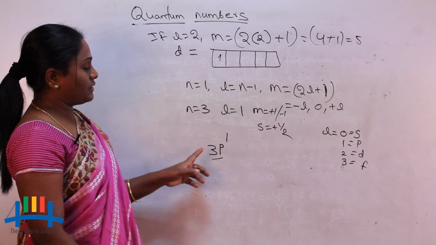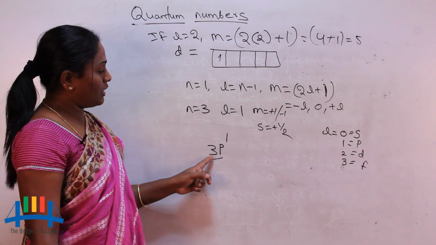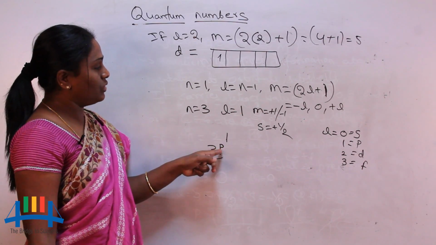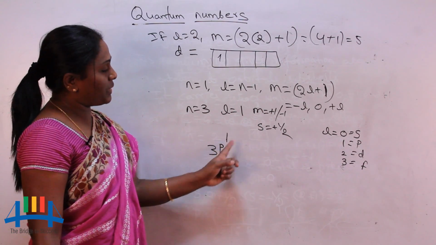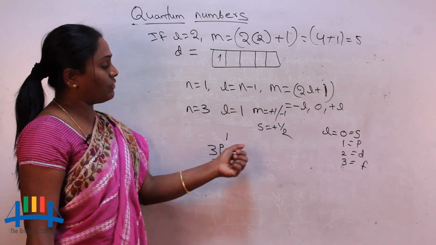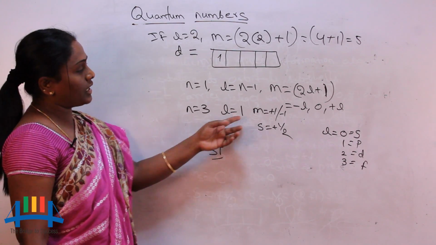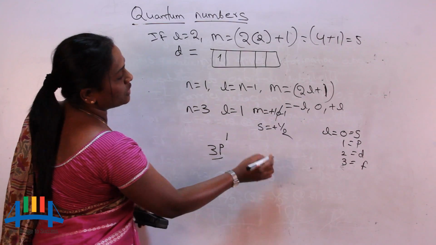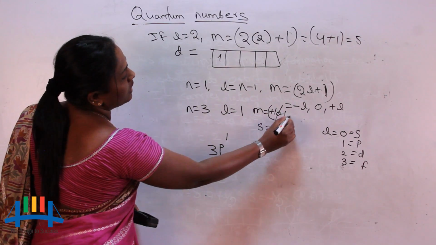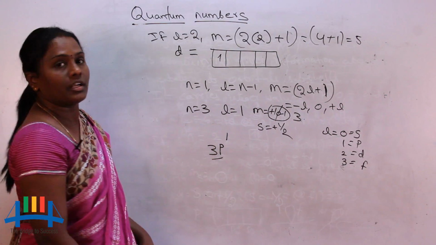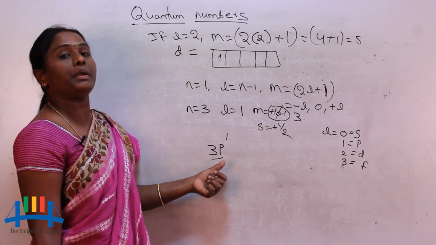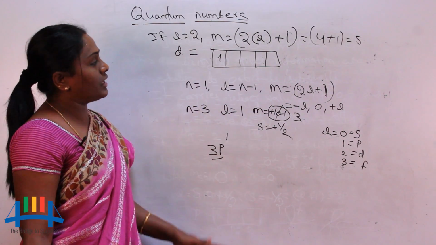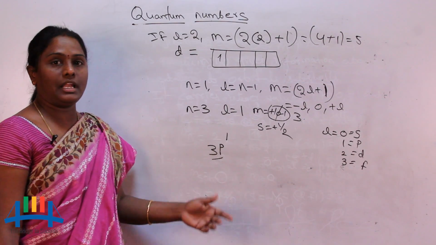Then you should write it like this: 3P1. 3 represents its N value, P represents its L value, and S represents its plus half. That's why I should take only one electron here. Got it? And for M, you will be getting plus 1, minus 1, and in between you will get 0. That means P carries a total of 3 orbitals. Like this you should write all quantum numbers for any electron.